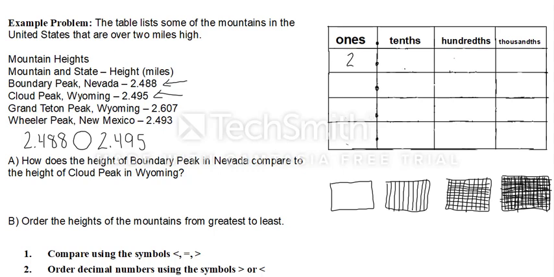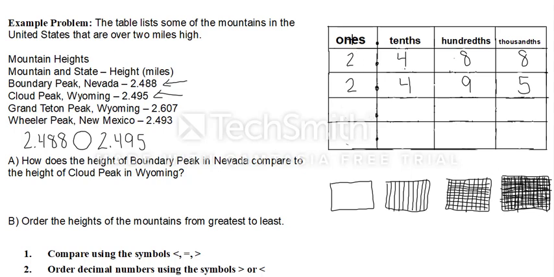So for Boundary Peak, we have a 2 in the ones, a 4 in the tenths, an 8 in the hundredths, and an 8 in the thousandths. For the Cloud Peak, we have a 2 in the ones, a 4 in the tenths, a 9 in the hundredths, and a 5 in the thousandths. Thinking about that, we're going to be starting from left to right, knowing that the ones place is one whole number, the tenths place is that whole cut into tens, the hundredths place is that whole cut into 100 pieces, and the thousandths place is that whole cut into 1,000 pieces.